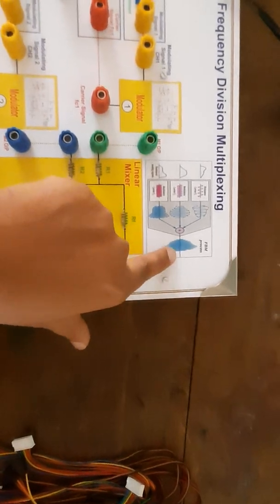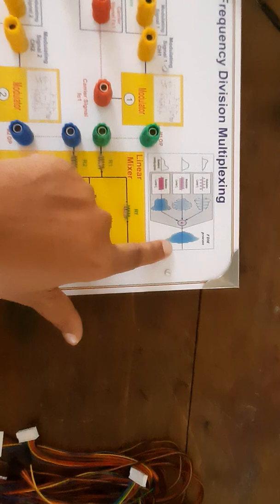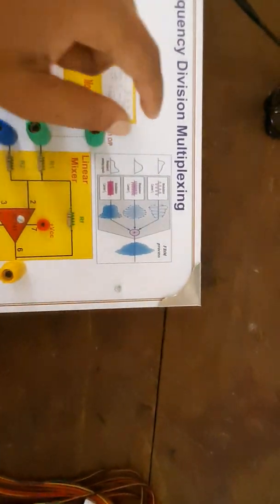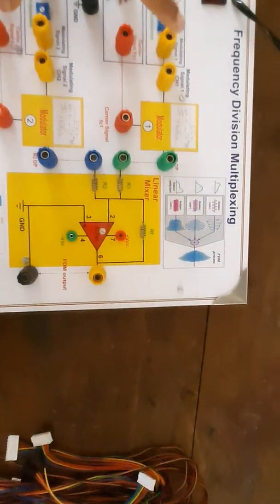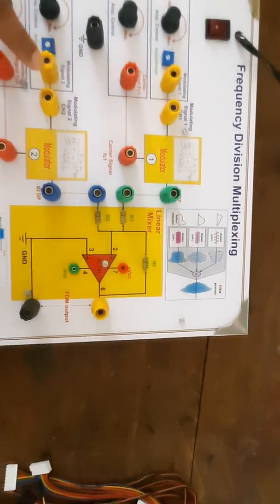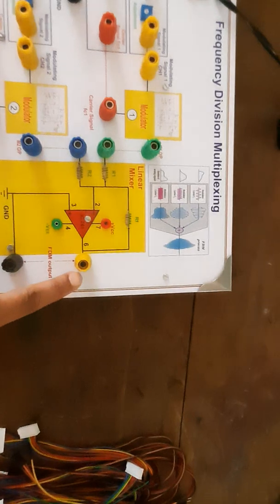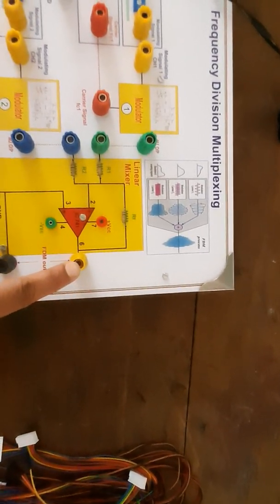See, the FDM output looks like this. In this figure, it shows three signals, but actually three signals are not possible. So here we are considering two signals, modulating signal 1 and modulating signal 2, and here we are getting the combined signal or composite signal at this terminal, which we have to transmit.